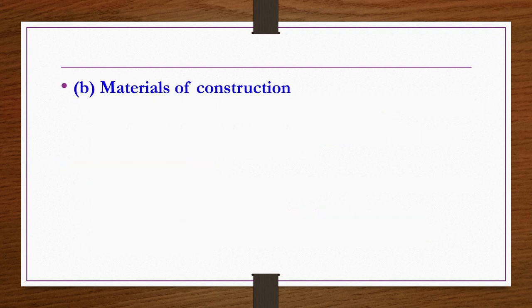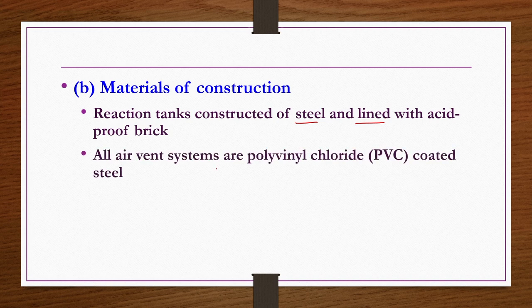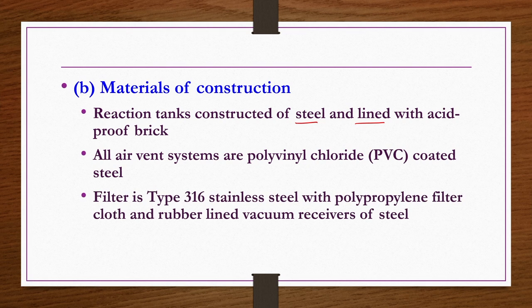Next, materials of construction. This is again an important parameter, because wherever acids are there, materials of construction become very important. Reaction tanks are constructed of steel and lined with acid proof brick. All air vent systems are PVC coated steel. Filter, because now the filter is playing a very important role here. The filter is separating the phosphoric acid and the gypsum. Only then are you able to use the phosphoric acid and gypsum separately for different products.